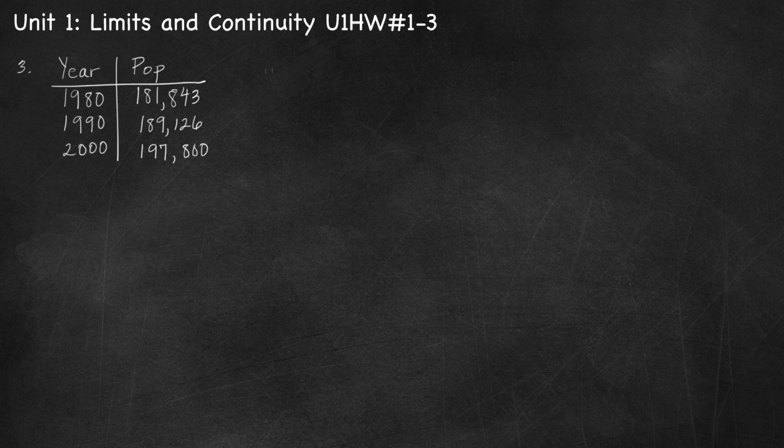Part A asks, between 1980 and 2000, by how many people did the population of Grand Rapids grow? So between 1980 and 2000, by how many people? We just need to subtract those populations.